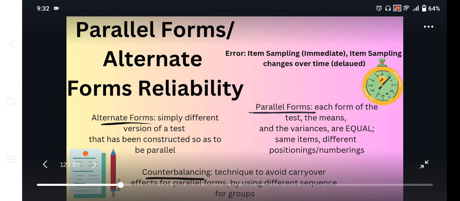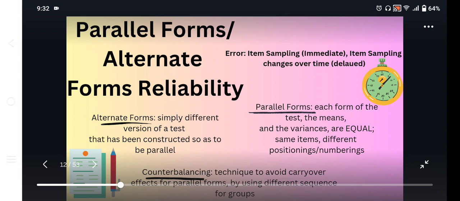This is simply a different version of the test that has been constructed so as to be parallel. The test should contain the same number of items, and the items should be expressed in the same form and should cover the same type of content. Range and difficulty must also be equal. If there is test leakage, use the form that is not mostly administered.